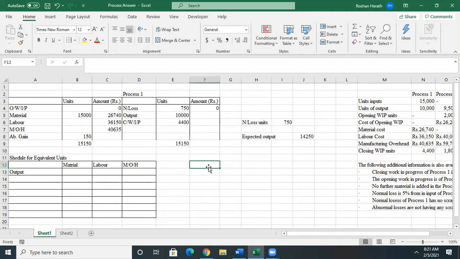You know, under the weighted average cost method, you do not make any distinction. When it comes to the output, you are not going to make a distinction like the completed opening WIP as well as the units started and completed. There is nothing as such. You are simply taking the output.